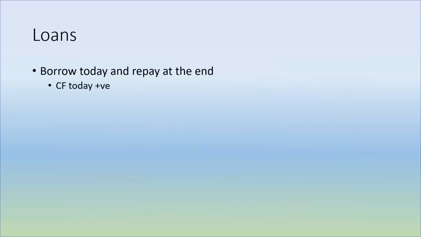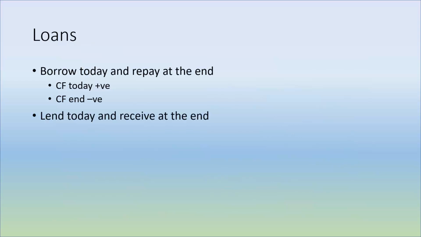Alright, let's move on. So now let's move our discussion to loans. There are different types of loans we can have in real life, and let's look at them. So the idea of a loan is we borrow the money today and repay it at the end of a certain period. So the cash flows look like this. If we borrow the money, our cash flows are positive today, and if we return it at the end, then our cash flows would be negative.